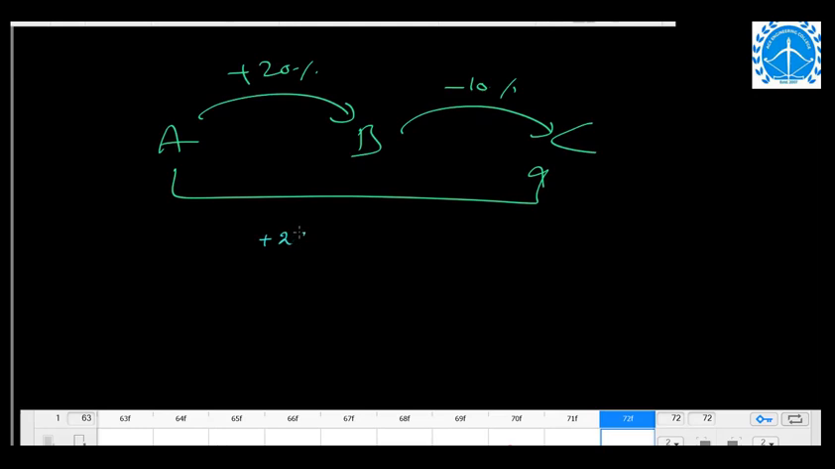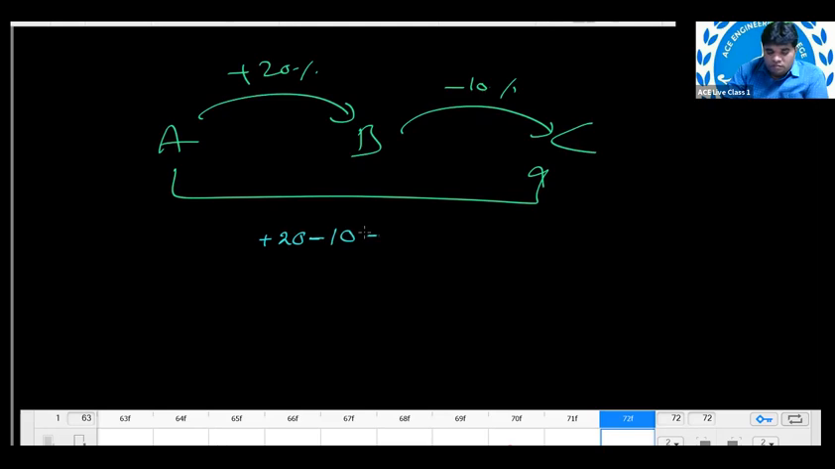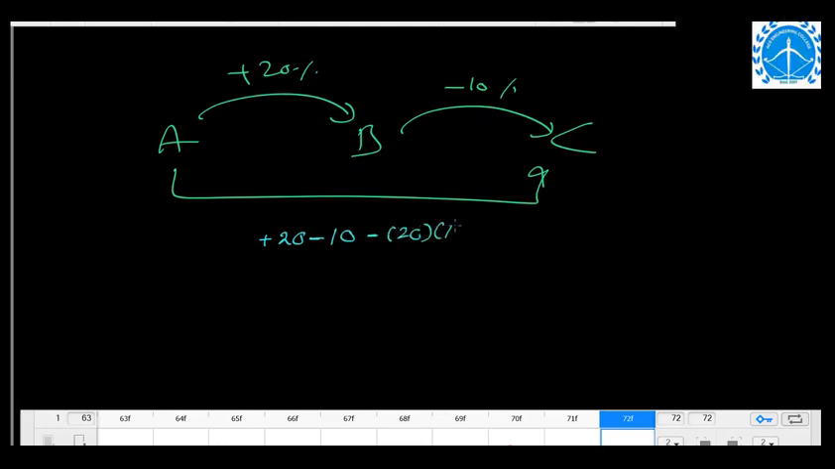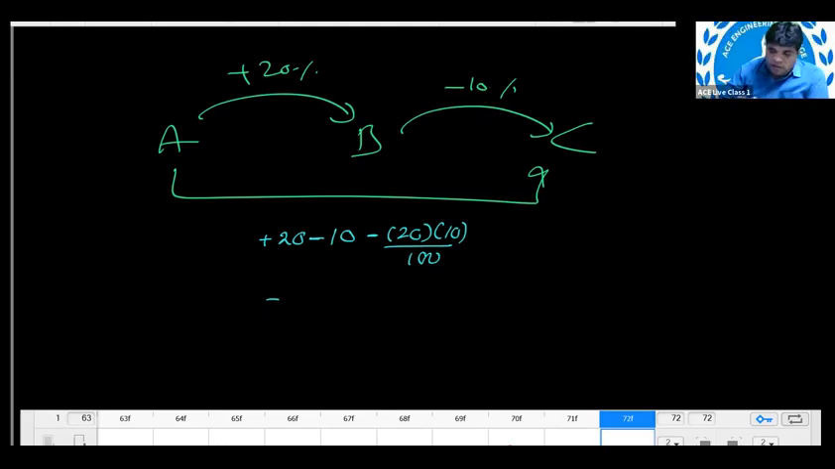Remaining on formula, sir. Plus 20 minus 10, 10 into 10 by 800, times 8%. 8% positive value, we are getting a profit.